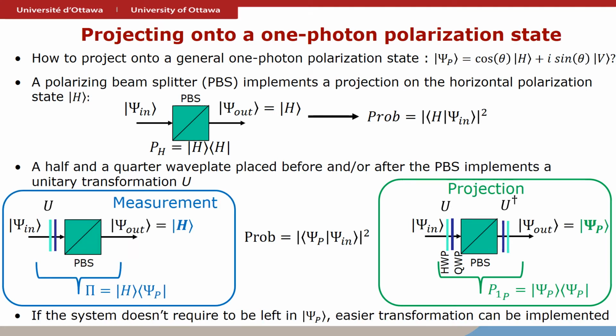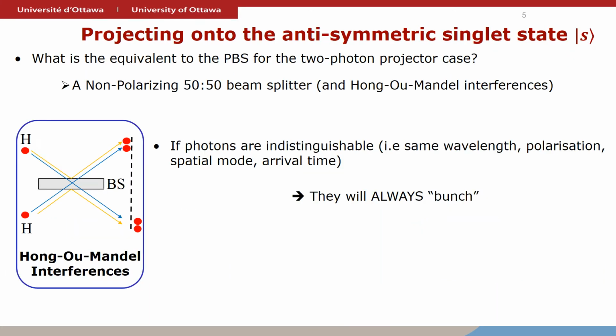However, if you only care about the measurement of the probability, but you do not care about the output state of the system, then you can remove the second set of half wave plate and quarter wave plate that implement the transformation U dagger. In this case, you implement a measurement that will measure the same probability as a projection onto psi-p, but that will leave the system in the state H.